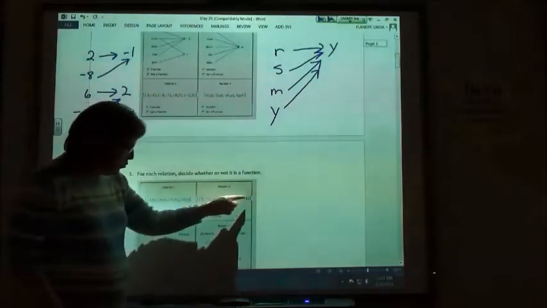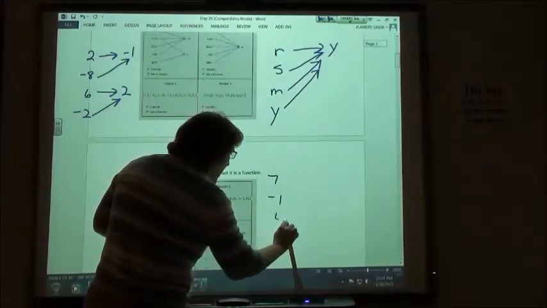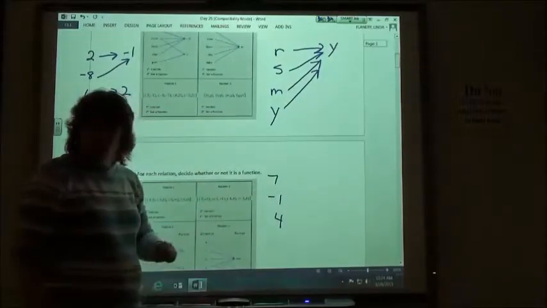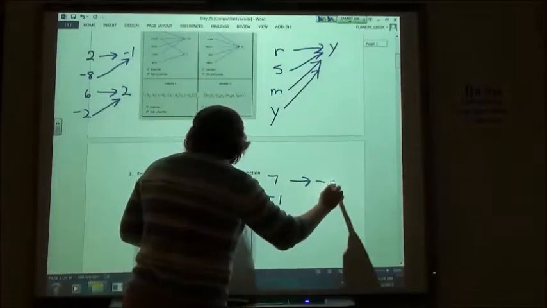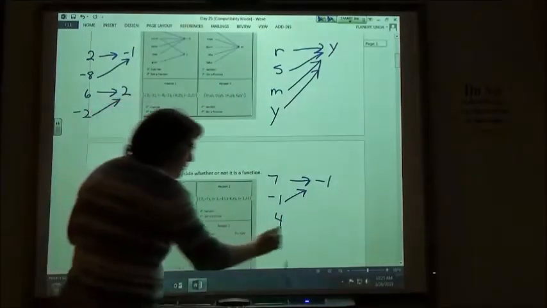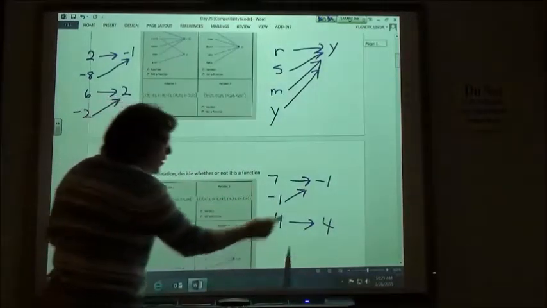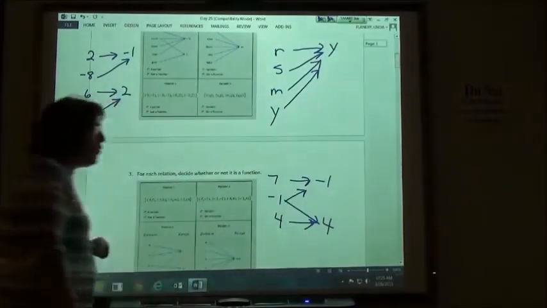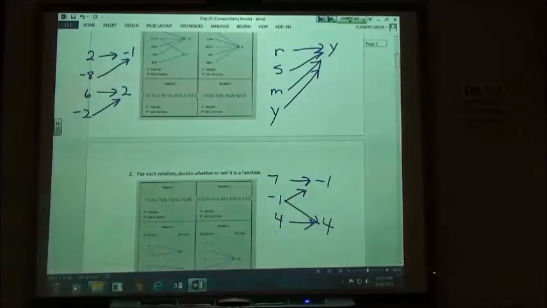But if you remember this one over here, we had a 7, a -1, a 4, and then the -1 repeated. So we said 7 went to -1, -1 also goes to -1, 4 goes to 4, but then we had to go back to the -1. The -1 went to the 4, and then -1 went to 2 different things, not just one thing.